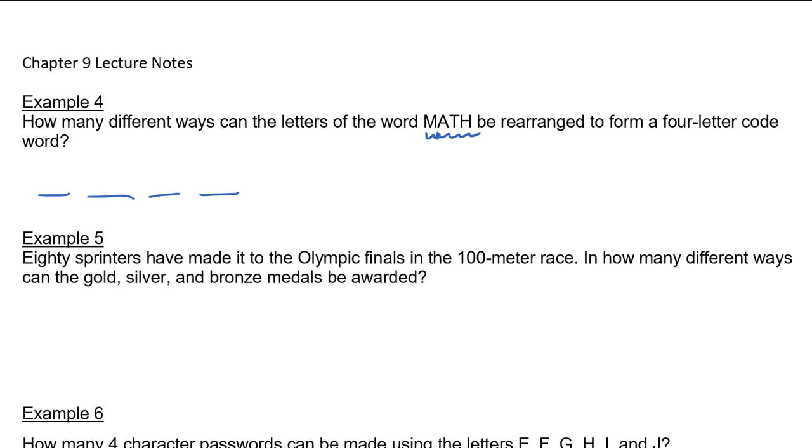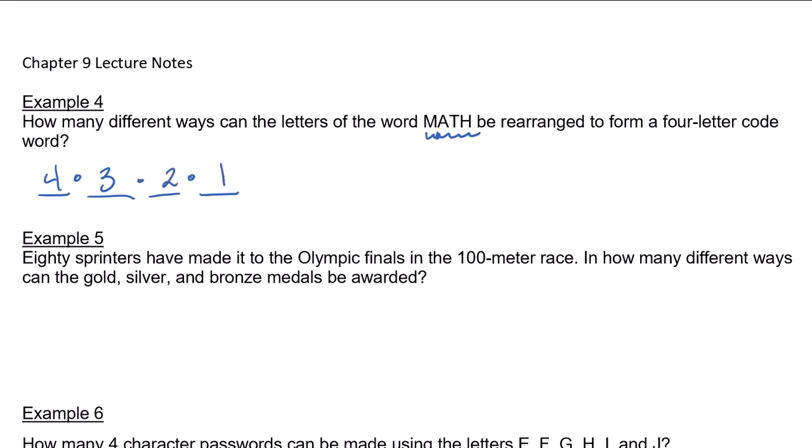How many letters are in the word MATH? 4. So we have 4 choices for the first letter. How many choices are going to be left for the next letter? Only 3 because we already used a letter. All right. And then if we've used 2 letters, that leaves 2 and then 1.